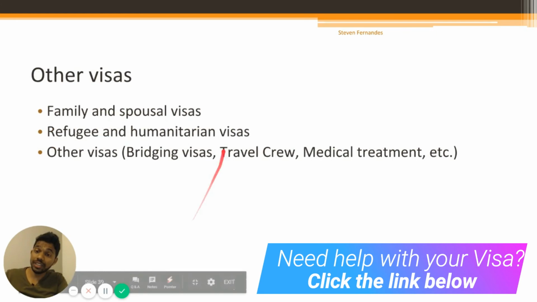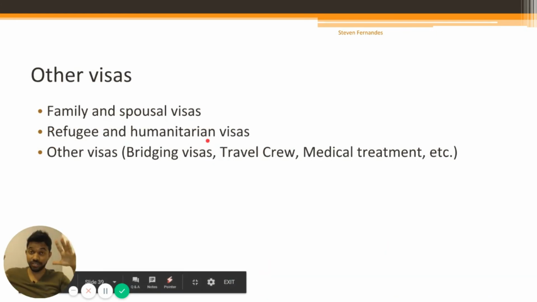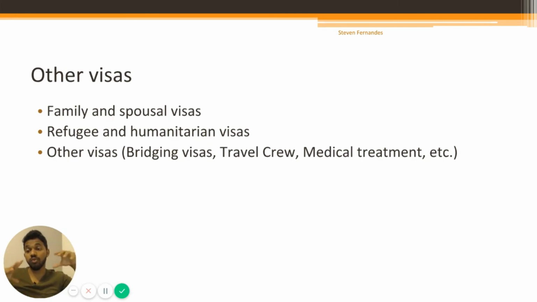And some of the other visas, so that covers most of the commonly used visas for people looking to move here or live here, study here, work here, vacation here. That covers most of it to the best of my knowledge. Okay, but they also have a few other categories such as family and spousal visas. So this is for people who have moved here and are now looking to get their wife or their partner with them, or the children with them, or even their parents with them. There are separate categories of visa that you can apply under.